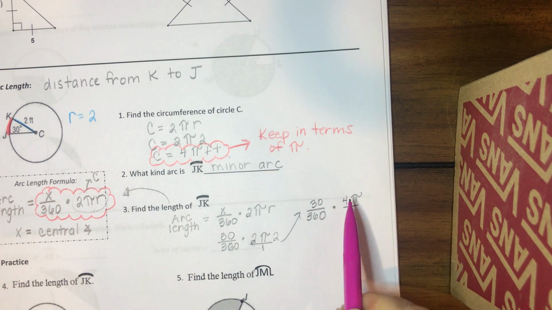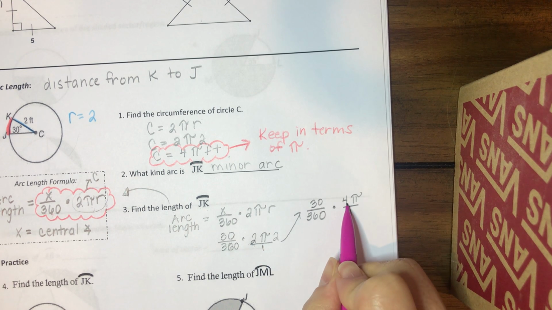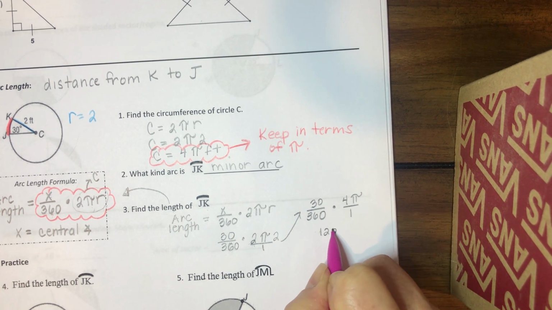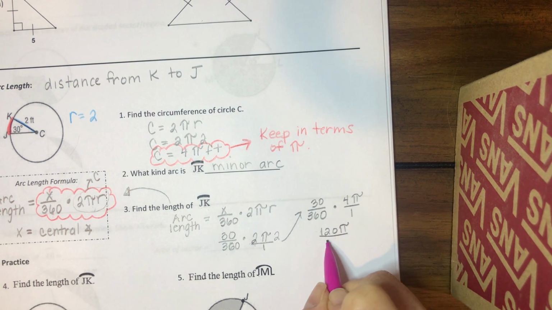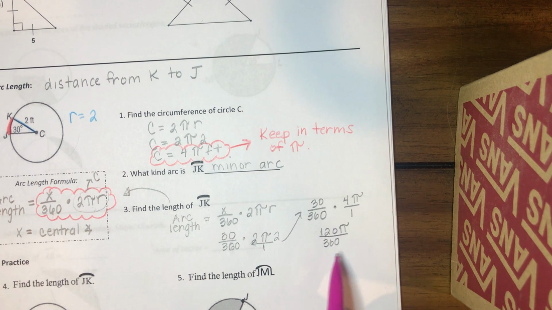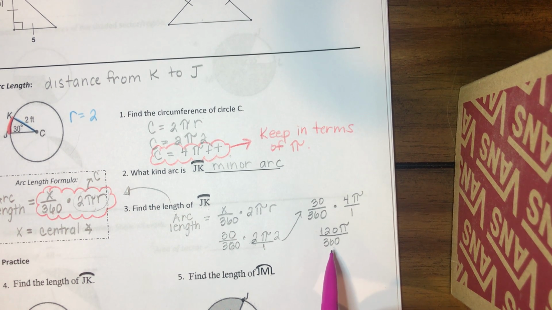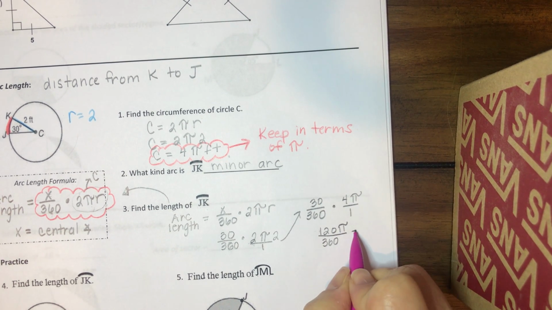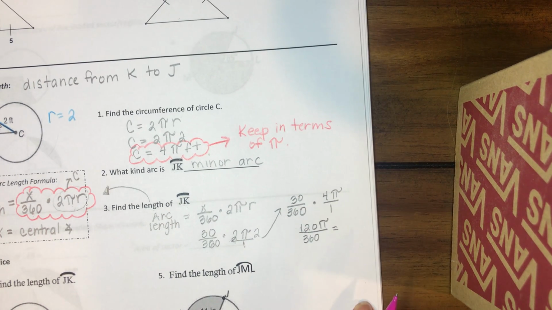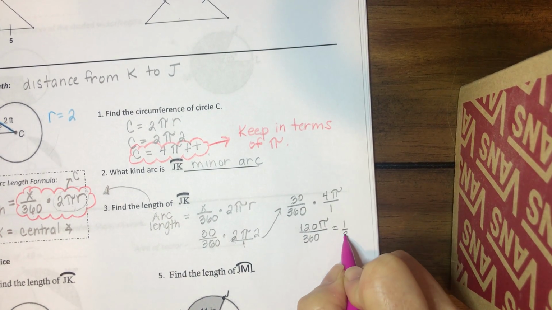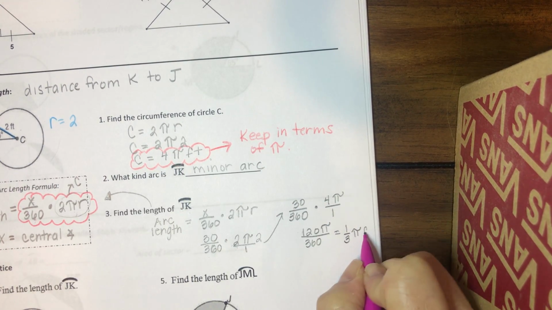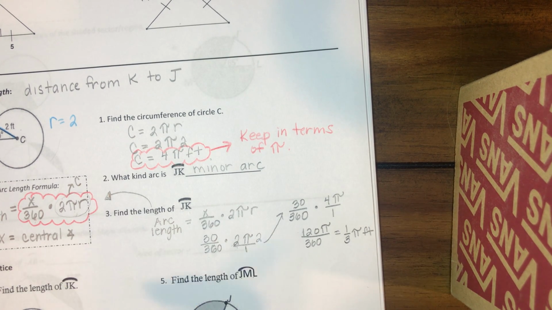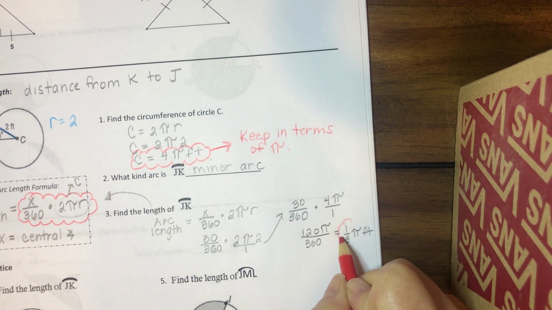So now let's just multiply what we have on the top here. 30 times 4 is 120, but we have to keep that pi, and multiply the bottom. 360 times 1 is just 360. So we're almost done, but we have to simplify 120 over 360. If we use our calculator or we use our brains, we can figure out that 120 over 360 reduces to 1/3 pi, and our units were feet. That is your answer for arc length.